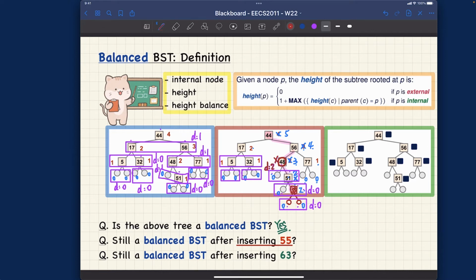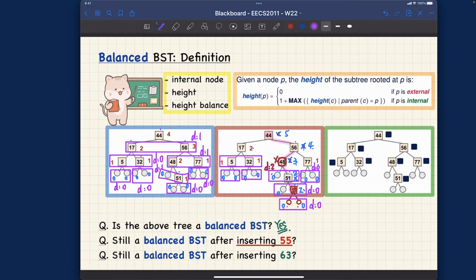Is there any other one? Let's take a look. What about the 77 over here? That one seems to be still balanced because if you see 0 and 0, the two child nodes, the difference is actually 0. Okay, and then we also got what about the node over here, 56?